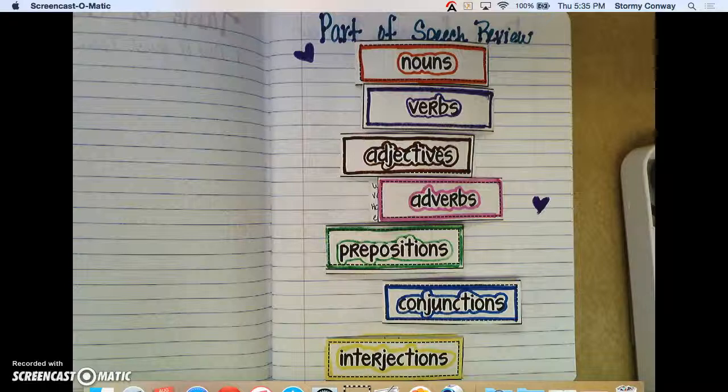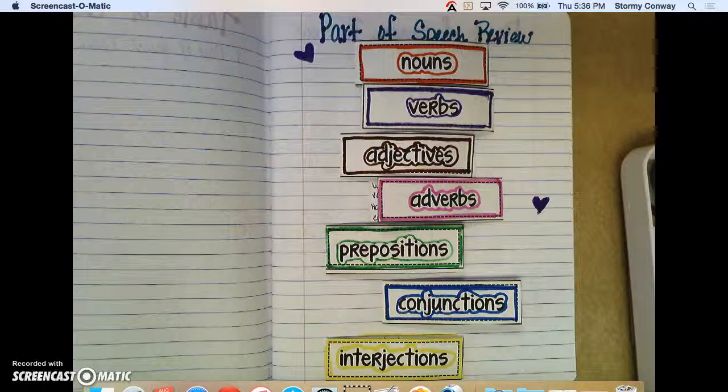So, parts of speech is very important. For you to write correctly, for you to write where people can understand, you have to know what every part of the sentence means. So get out your composition notebook and let's take some notes over parts of speech.